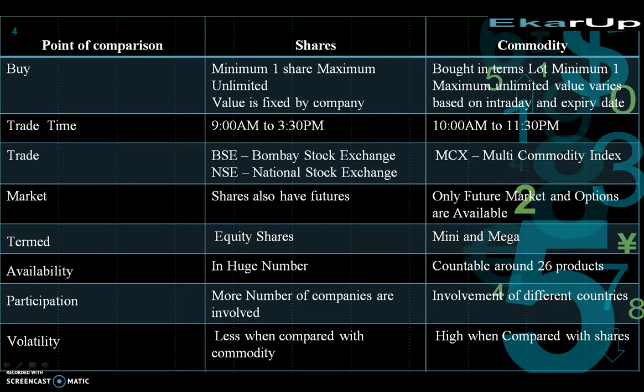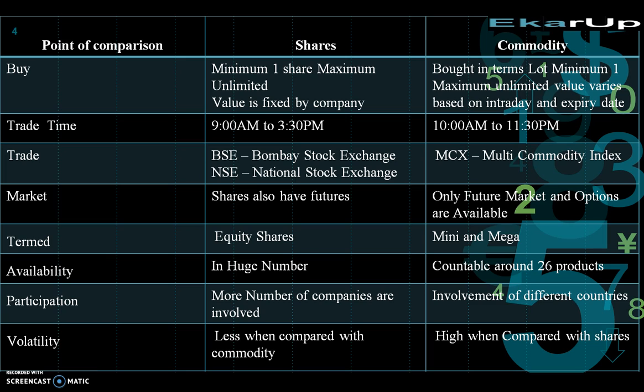Trade happens on BSE and NSE. BSE and NSE are the places where listed companies are presented in the share market, where the share traders come to play and buy shares. Whereas MCX, the Multi Commodity Exchange, deals with commodities, where products are sold and different sides of the international market come in, whereas BSE and NSE is where the national market comes into play.